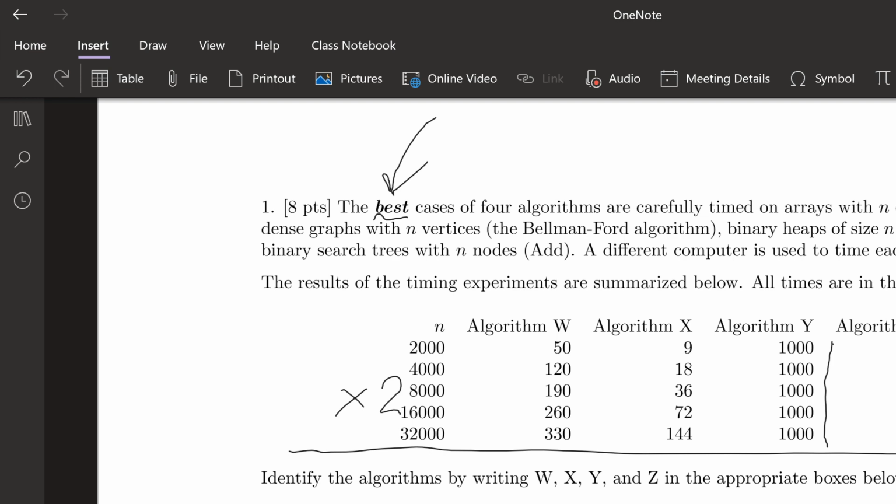So that one's good. How about algorithm W? It looks like it's got 50 to 120, which is a difference of 70. 120 to 190, which is another difference of 70. Right? So it looks like it's going up by the same amount every time. So when we look at doubling behavior, what does that tell us about its behavior? Log n? It's log n.